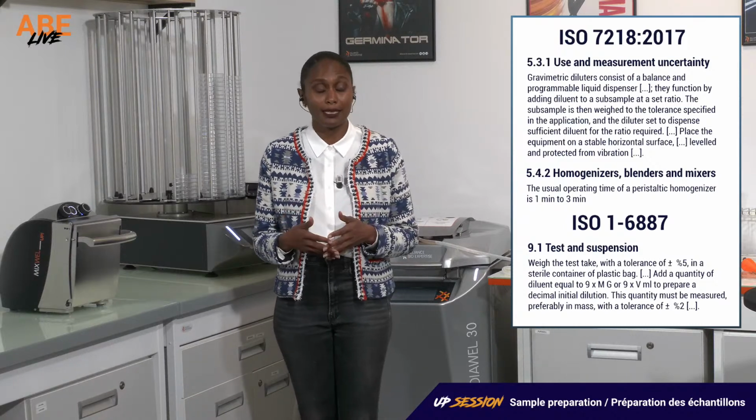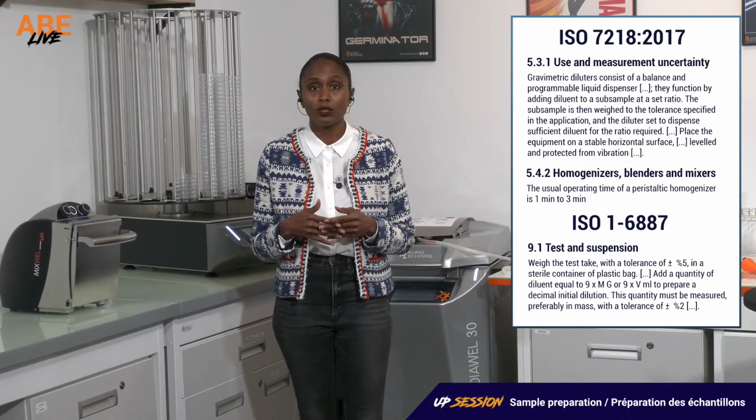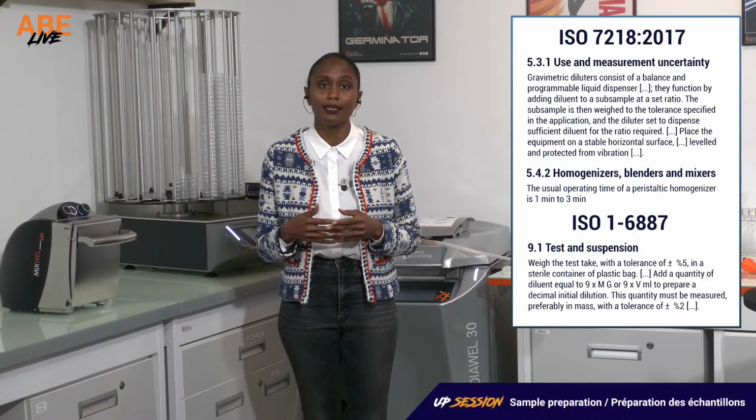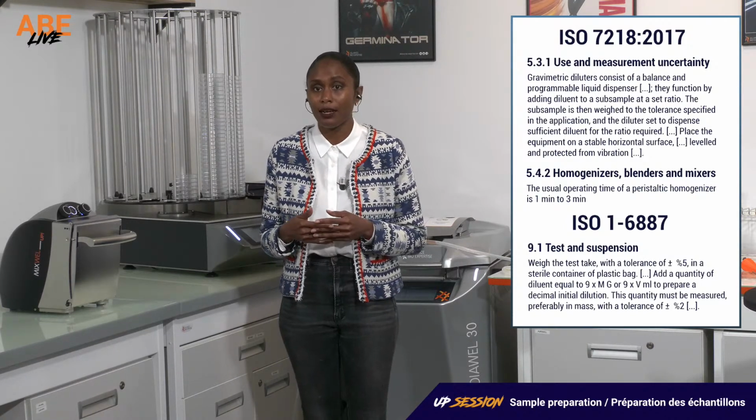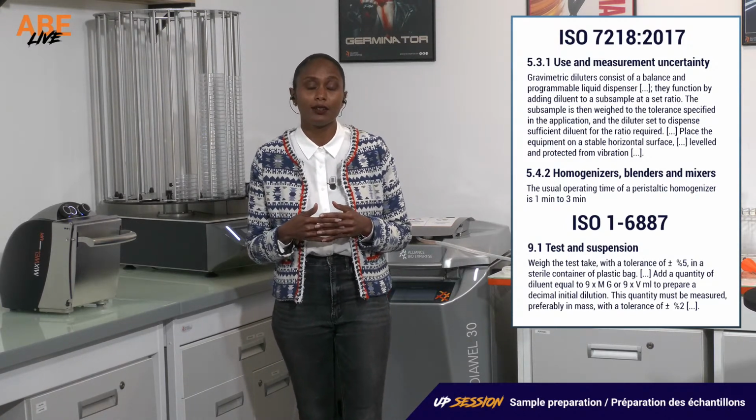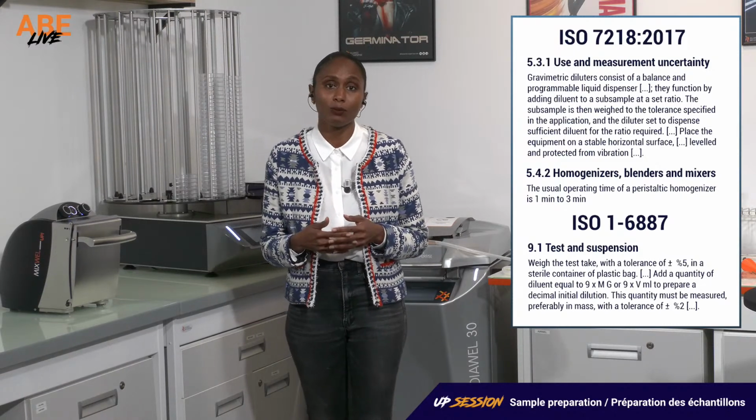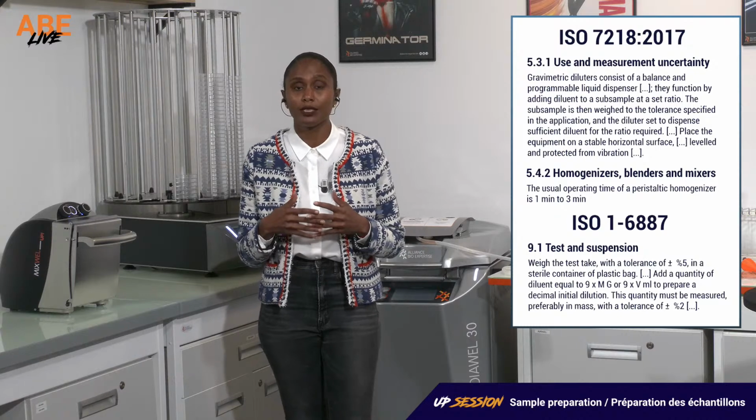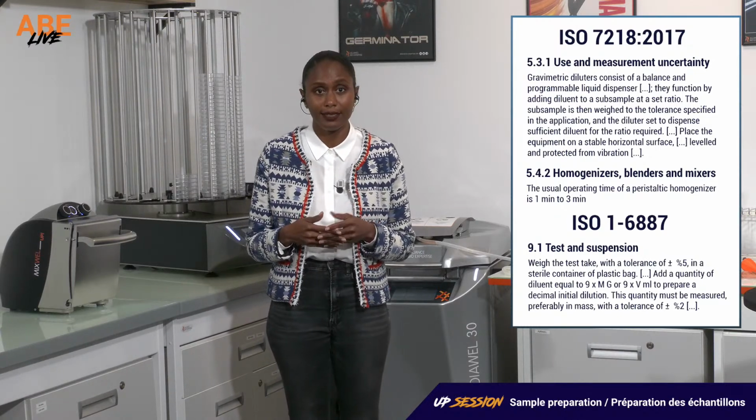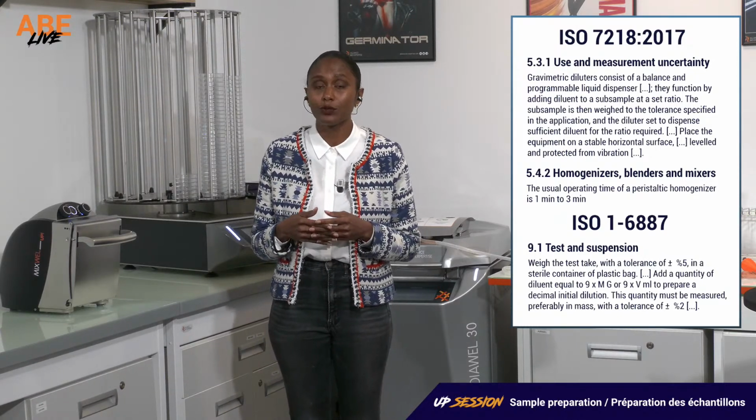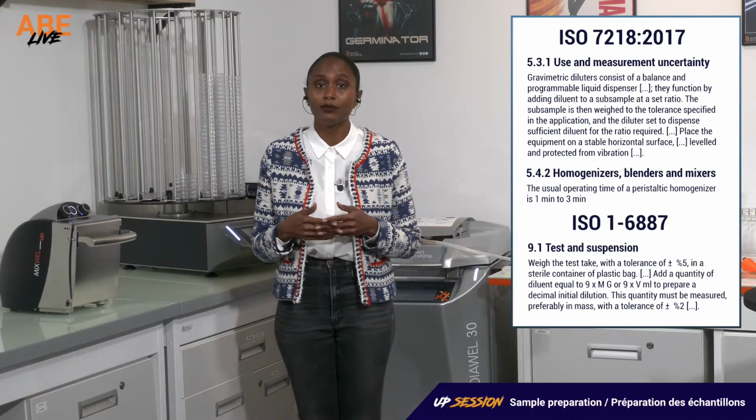And for the blending part, the standard specifies that you can use a blender and that on this blender you can set the duration of the blending and the strength of the blending. Okay, and what about the other standard? So the second standard that we are looking at is the ISO 6887, and this one will be mainly for the method of analysis, especially for the dilution.